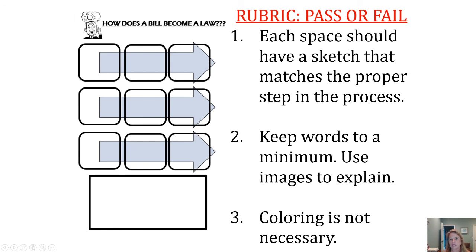Each phase should have a sketch that matches the proper step in the process. So obviously follow the arrow 1, 2, 3, 4, 5, 6, 7, 8, 9, and then 10 here. Keep words to a minimum. You can have a few words along with your visual, but I don't want you to just have something written. I want some kind of sketch in there. You can color it if you want to, but it's not necessary. But I always like to see coloring. And remember, I don't grade you on your artistic ability, but it does need to be neat. That's especially for a few of you.